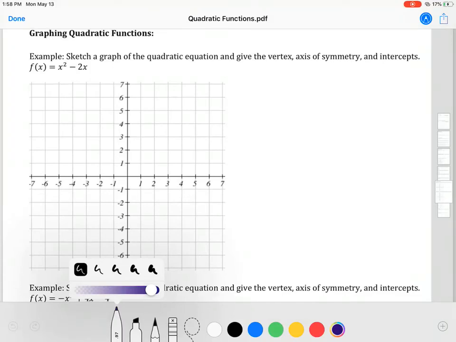Okay, in this video we're going to focus on graphing quadratic functions. So we're going to find all the major features of the graph, like the vertex, the axis of symmetry, and the x-intercepts, and we're going to use those to graph the function by hand.